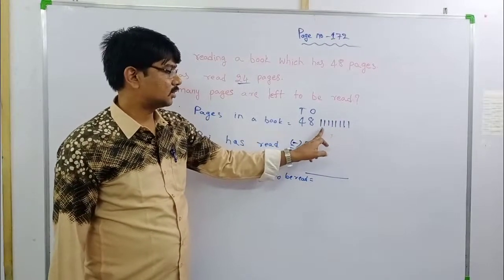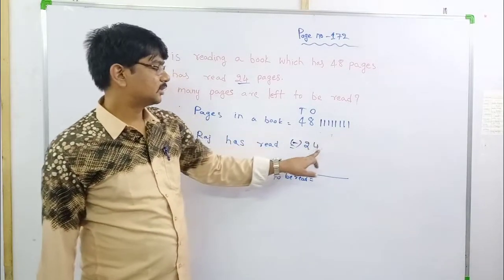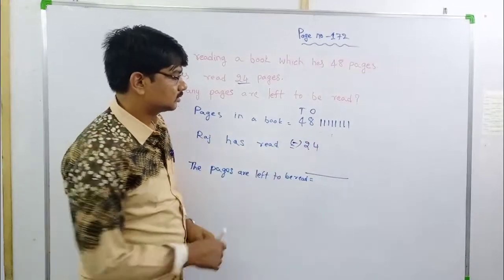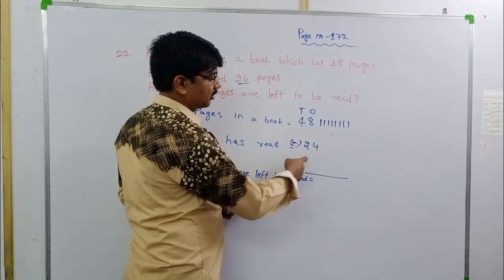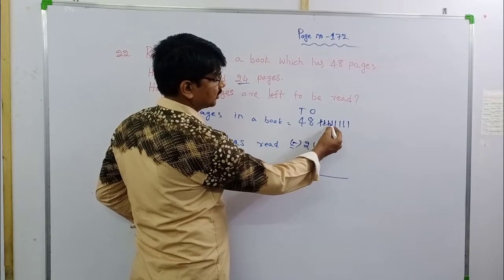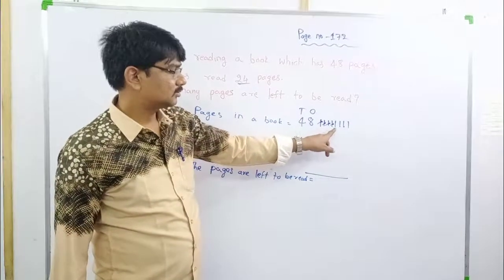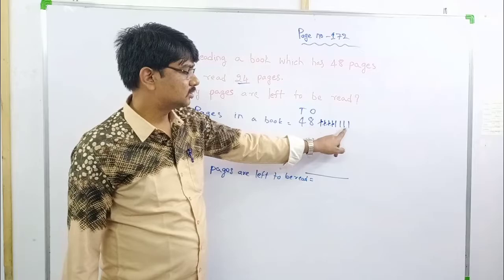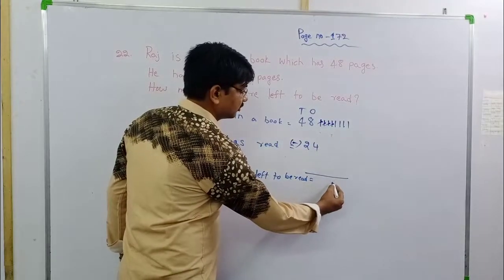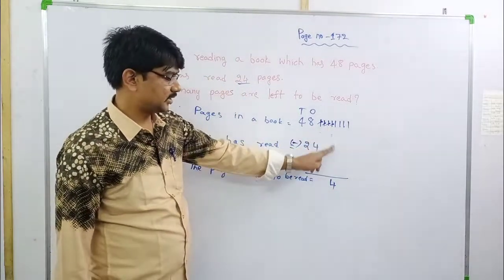8 lines. 1, 2, 3, 4, 5, 6, 7, 8 lines. Here 4. Subtraction. 8 minus 4. So let us cut 4 lines. 1, 2, 3, 4. After cutting 4 lines, 4 lines remain here. So 4. Ones place subtraction is finished.